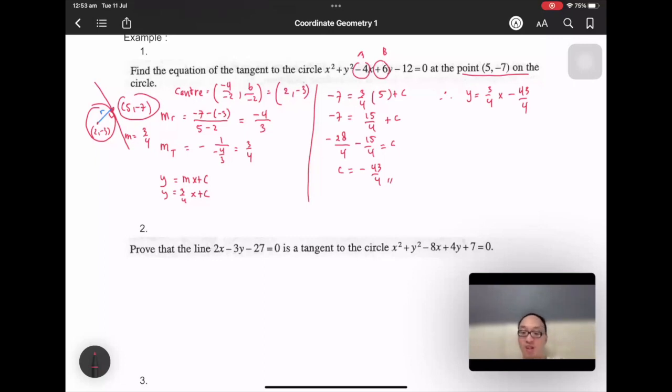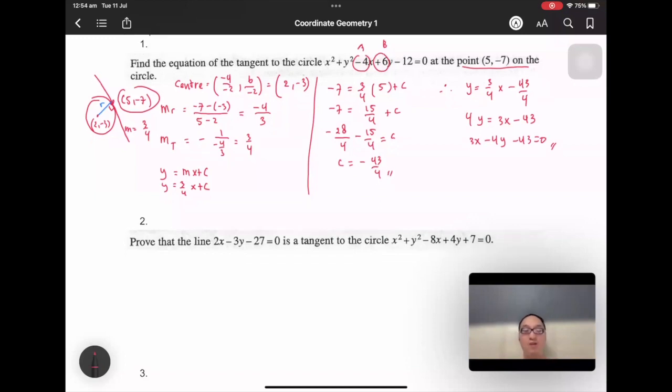Or it can be simplified by multiplying everything by 4, so 4y equals 3x minus 43. So 3x minus 4y minus 43 equals 0. This is the answer. Number 2.